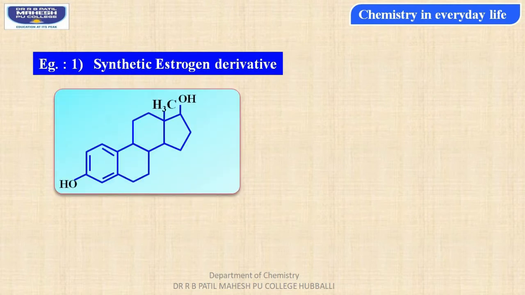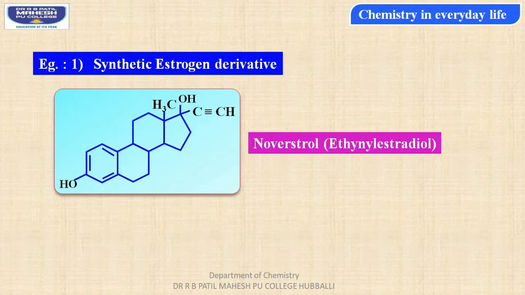The structure of estrogen is given, and in this case, students, we are replacing one of the hydrogens from this 5-membered ring by means of C triple bond CH. It forms the estrogen derivative with the molecular formula C20H24O2, and the name of the derivative is norethynodrel.